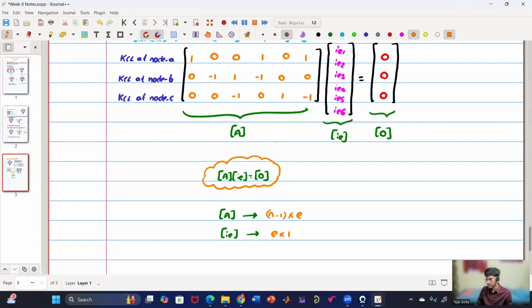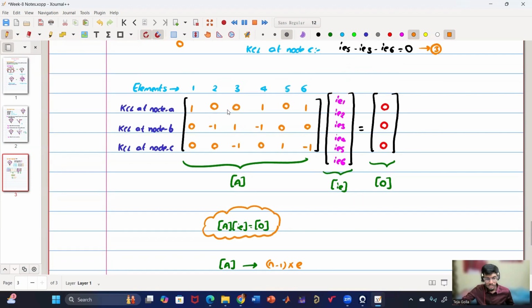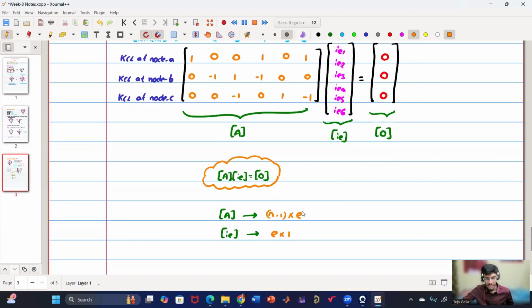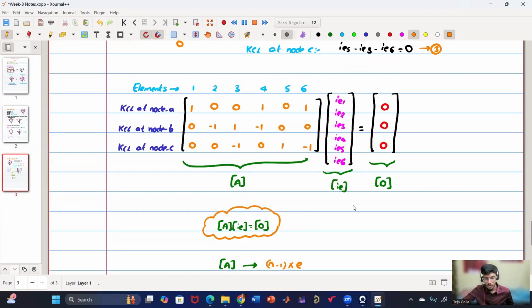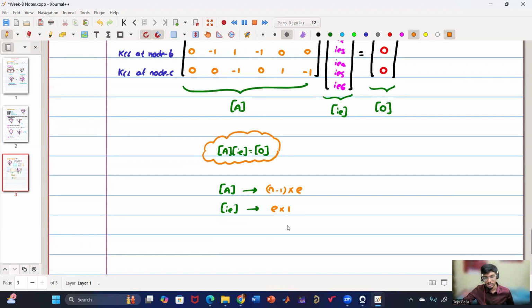Is it clear how we are getting the matrix size? Here, number of rows are n minus 1 nodes, so n minus 1. Number of columns are elements, so E. Here, number of rows are number of elements and number of columns are 1. So it is n minus 1 cross E, and it is E cross 1. Is this clear or any doubt?